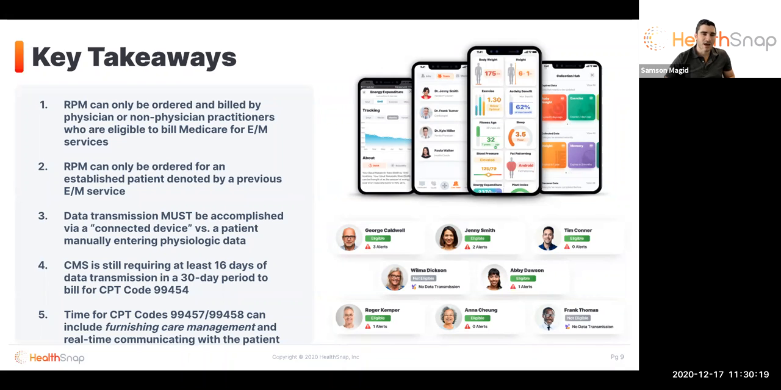Data transmission throughout the calendar month must be done via a connected device now, not via a patient manually entering physiological data. CMS is still requiring 16 days of data transmission in a 30-day period to bill for CPT code 99454. And last but not least, which was the most discussed, they have clarified that the time spent for 99457 and 99458 now includes furnishing care management and real-time communication with the patient. So actually reviewing the data as it comes through and adjusting care plans in addition to that real-time synchronous patient communication all goes towards that 20 minutes of time throughout the calendar month.